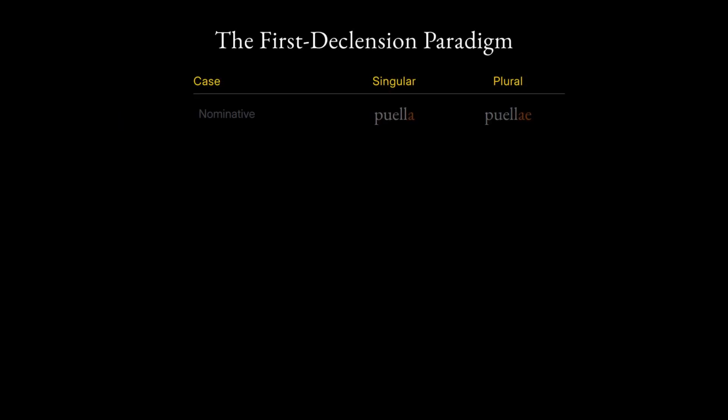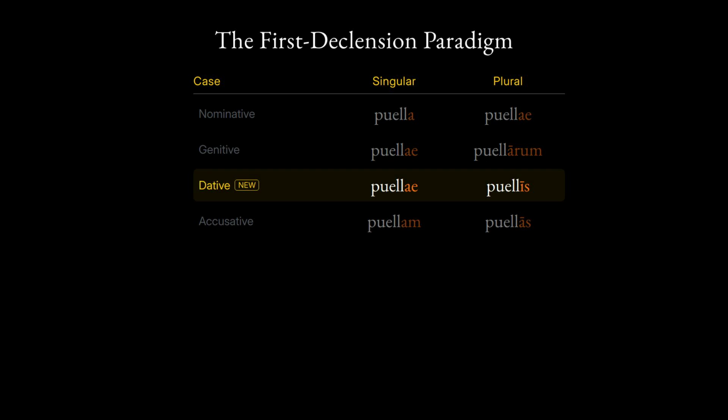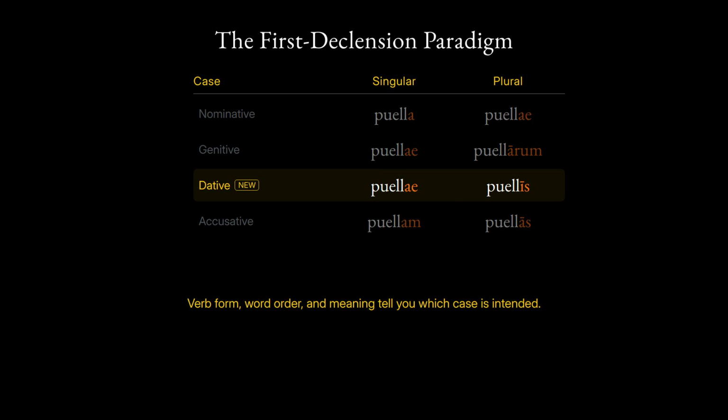You know 3 cases: nominative for subjects, genitive for possession, accusative for direct objects. Now meet the 4th, the dative. For first declension nouns, the dative singular shares its ending with the genitive singular. The dative of Puella is Puellae. The dative plural is Puellis. On screen, you see the complete paradigm with all 4 cases, singular and plural. 3 different forms share the same ending: genitive singular, dative singular, and nominative plural. The verb form, word order, and sentence meaning tell you which case is intended.